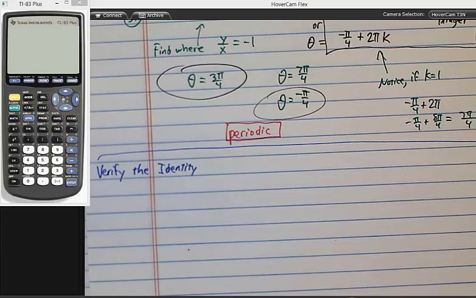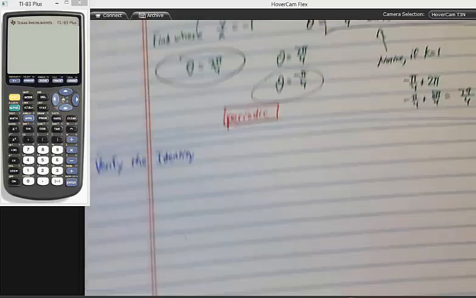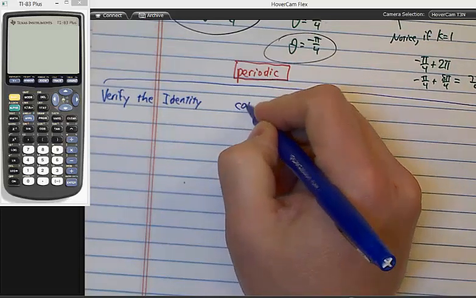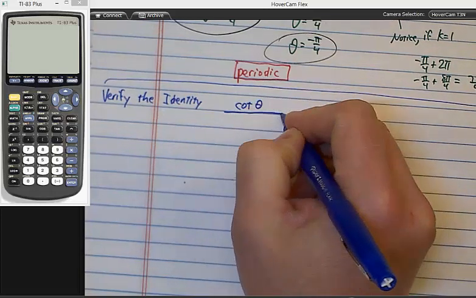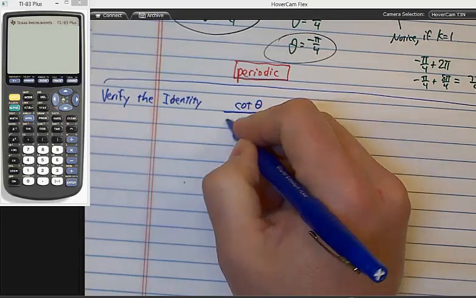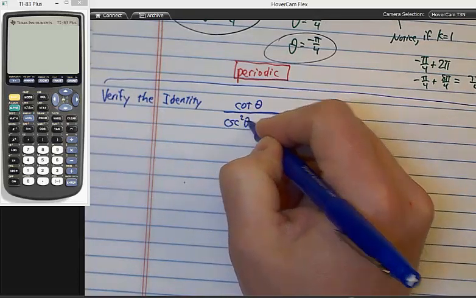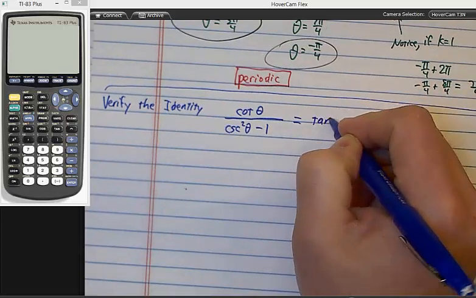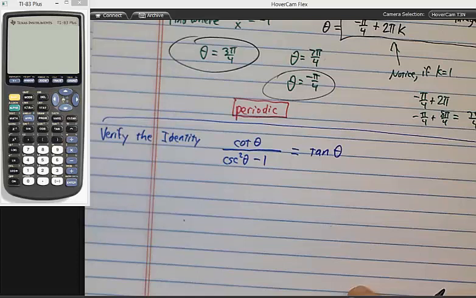So 96 says, and some of these are easier than others, cotangent of theta divided by cosecant squared of theta minus 1 equals tangent of theta. Wow. If it were me, which side do you think I'm going to start working on, the left or the right? Left. Yeah, that's more complicated, so we're going to work on that.